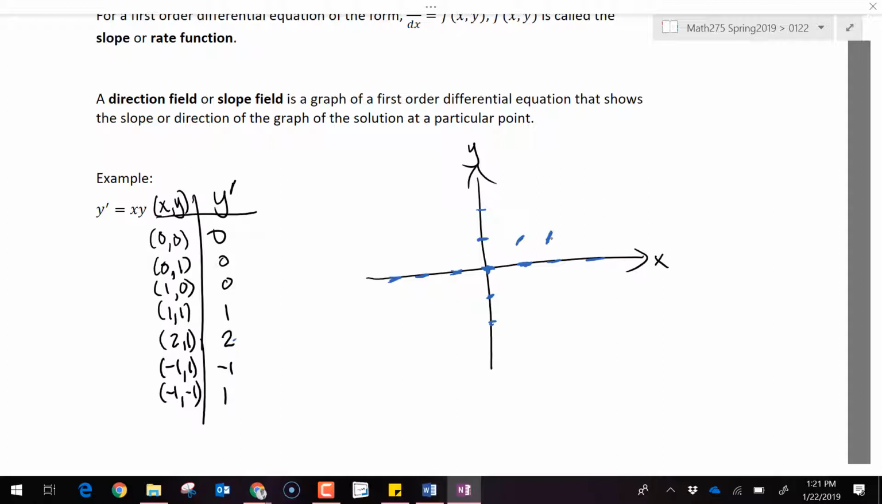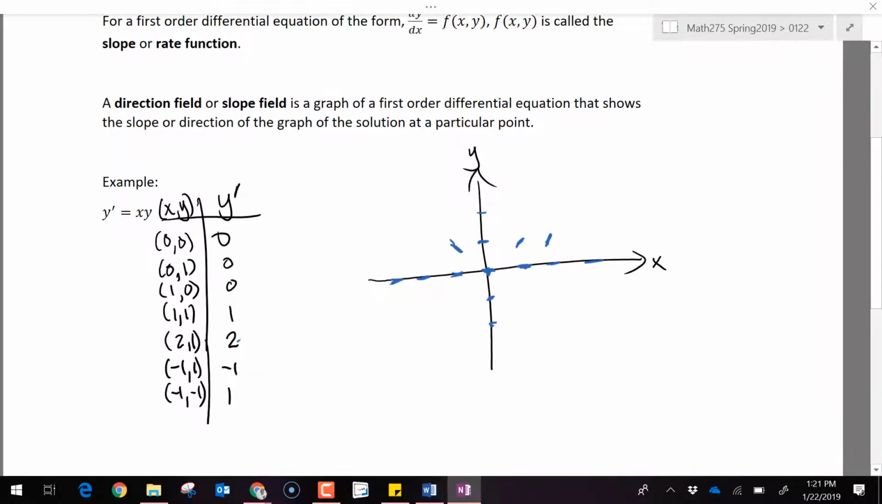If we go to (-1, 1), that's over here. What's the slope? Negative 1. So that's going down. And then (-1, -1). We're in the third quadrant now. Slope?